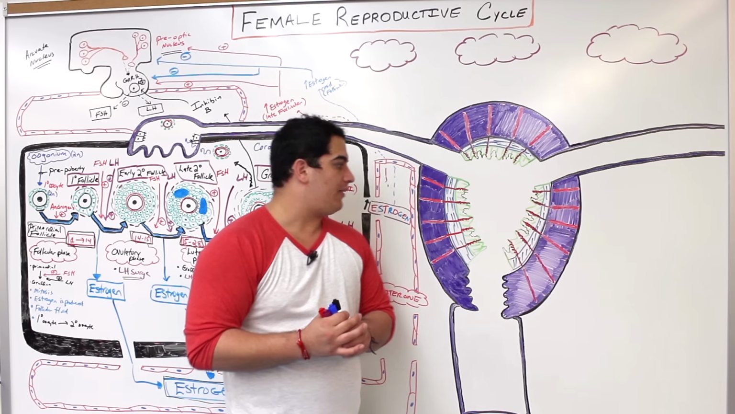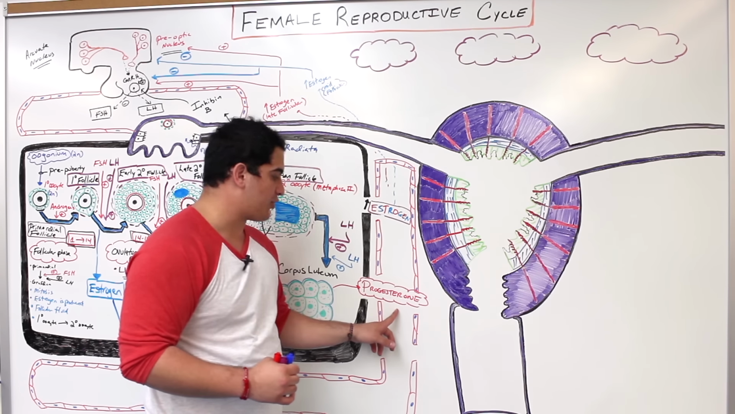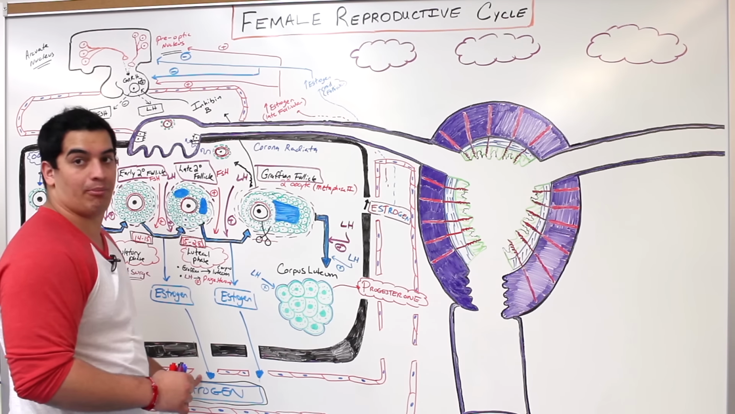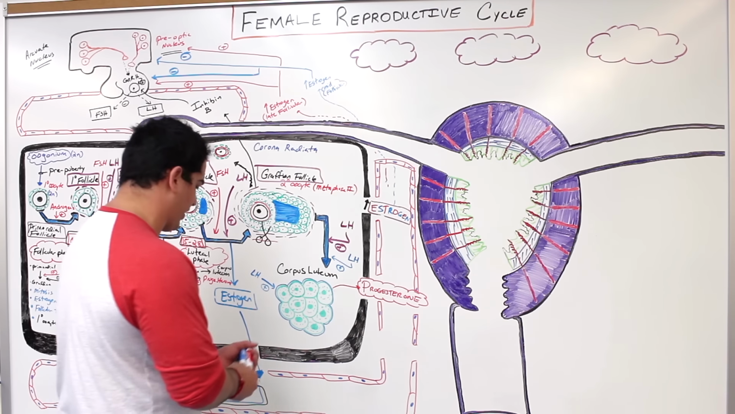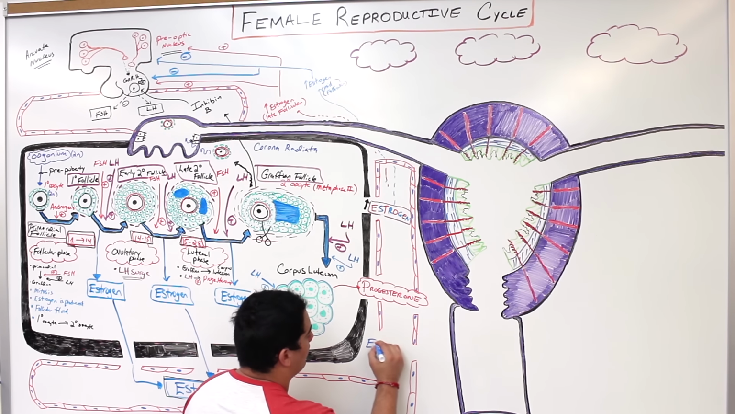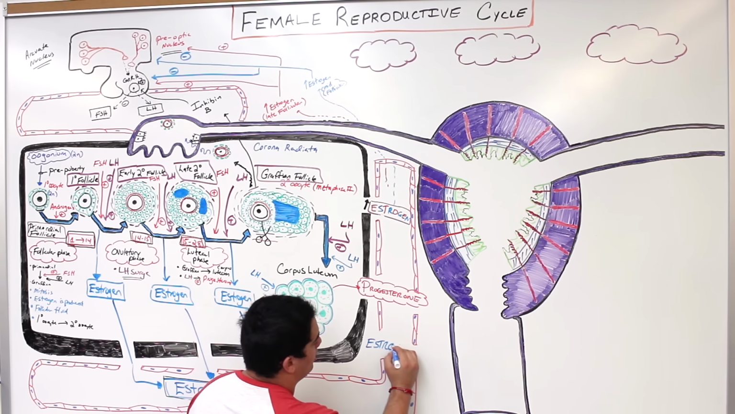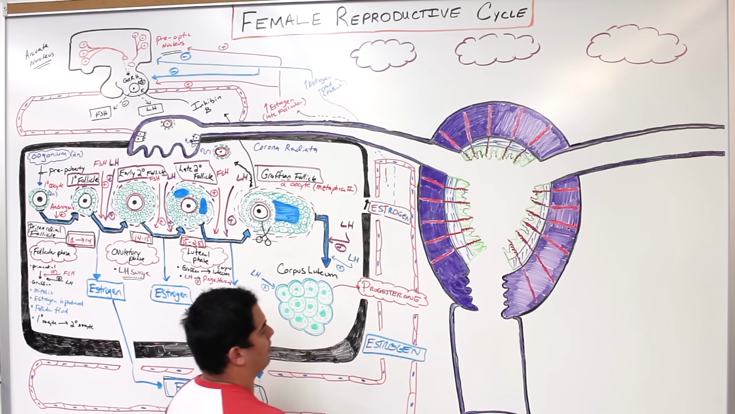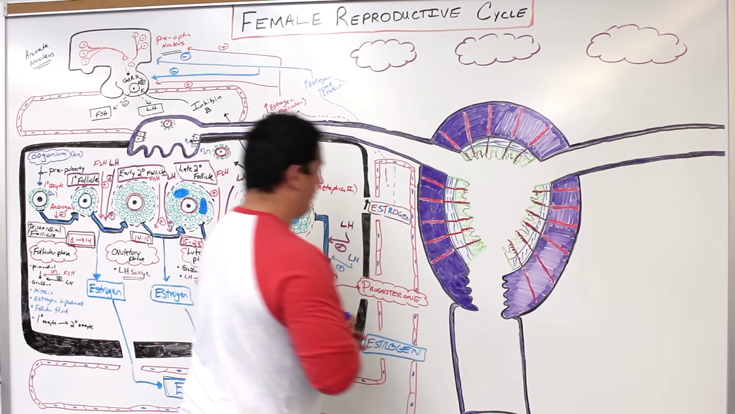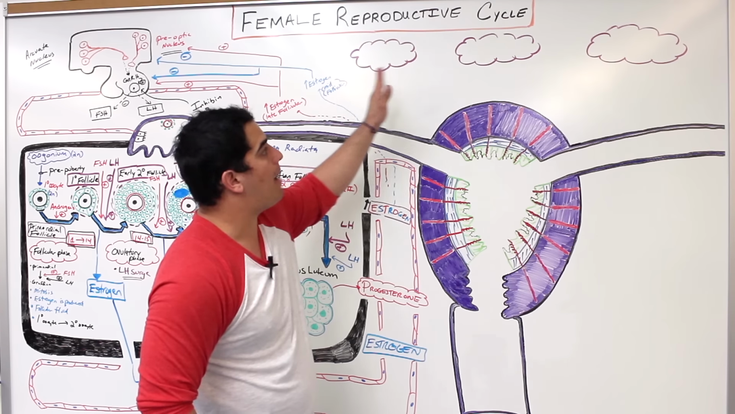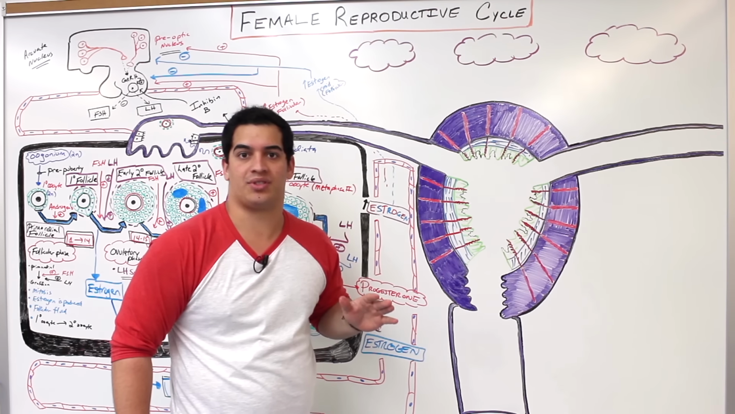So if you remember, we left off with progesterone production from the corpus luteum, and then we had estrogen production also. So let's bring estrogen over here so we can have them together: estrogen and progesterone. Now, before we go into what these hormones are going to do to the uterus, let's map out the three phases of the menstrual cycle.